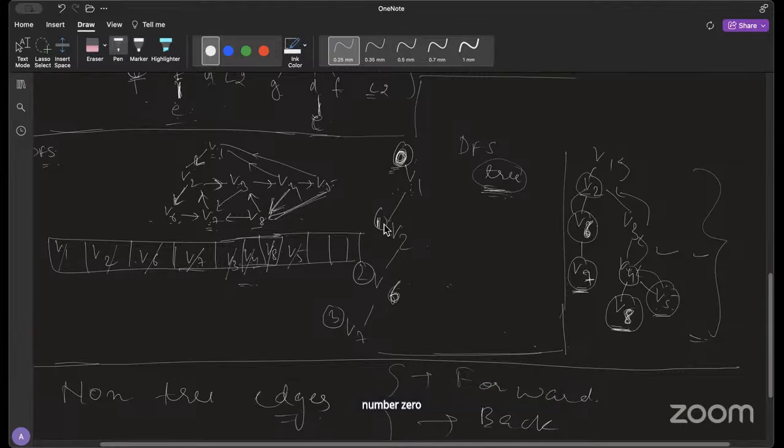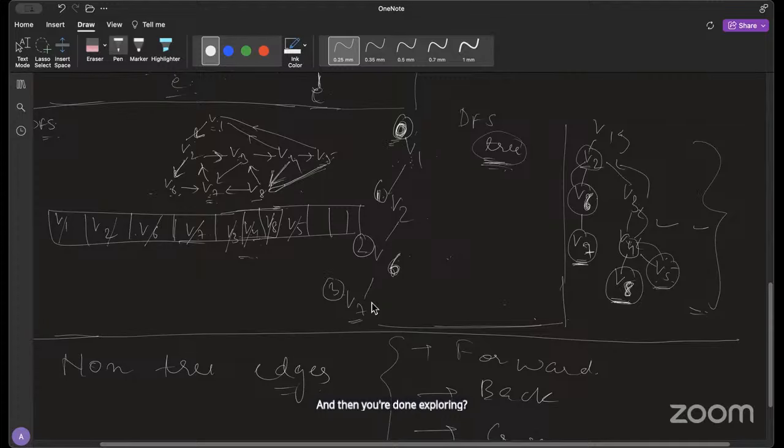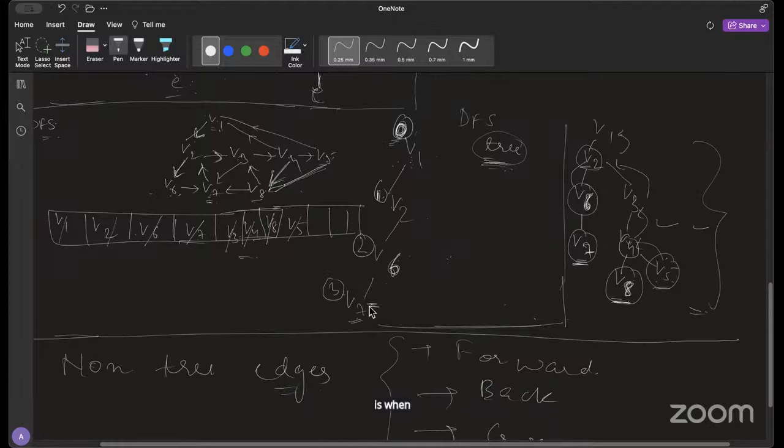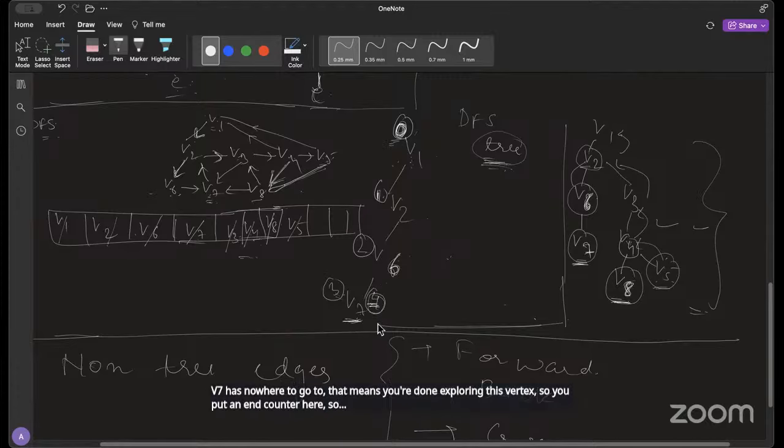Then the next step you did this: 1, then 2, then 3. And then you put the end counter when you're done exploring the vertex. Done exploring means when you have visited all the vertices directly connected to that vertex. After 3, this is on number 3, right? V7 has nowhere to go to. That means you're done exploring this vertex, so you put an end counter here, 4.